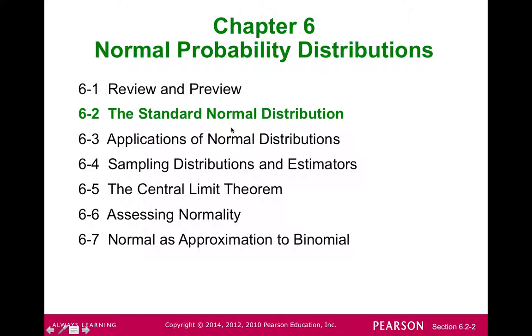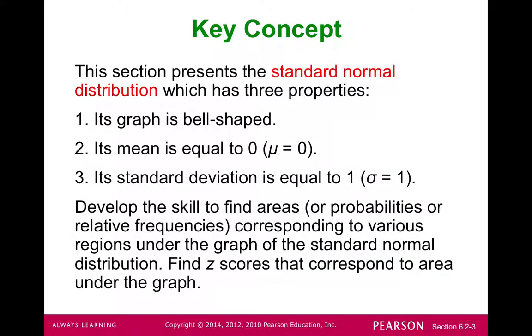Welcome to Chapter 6, Section 2 on the standard normal distribution. The key concept in this section is the standard normal distribution, which has three important properties. First, its graph is bell-shaped, meaning that it starts with the frequency low, increases to a maximum, and then comes down the other side to another low. Its mean is always equal to 0, and its standard deviation is always equal to 1.